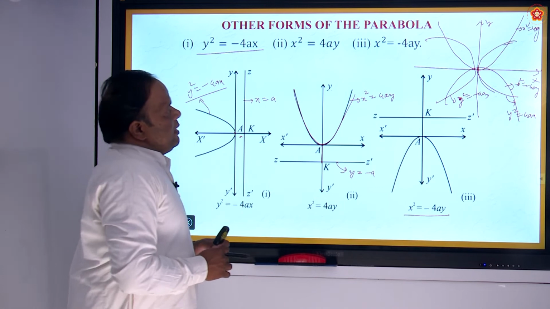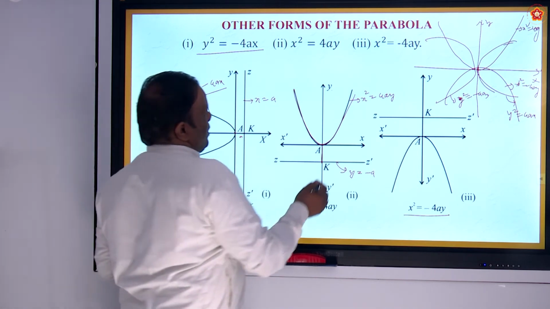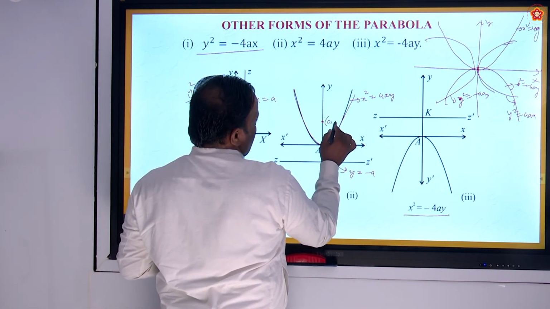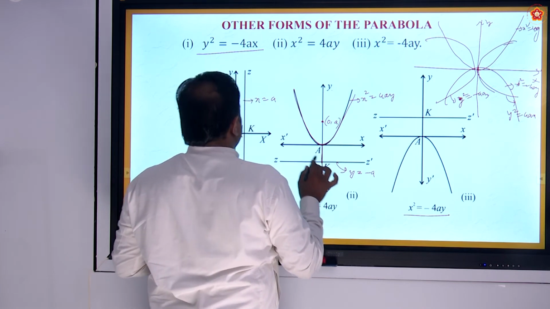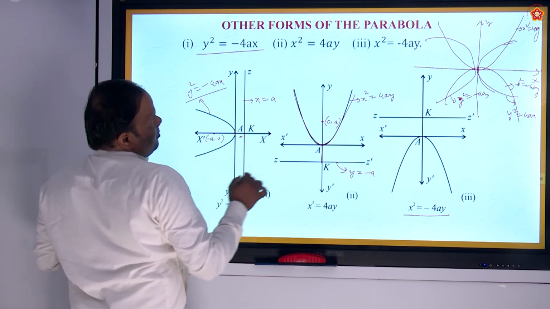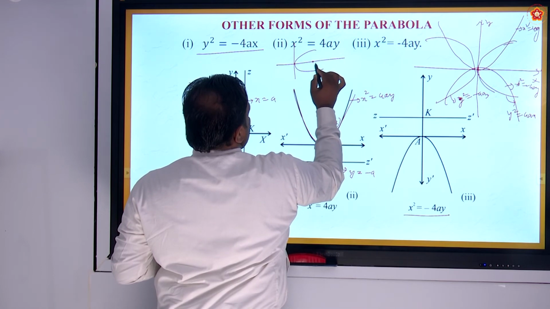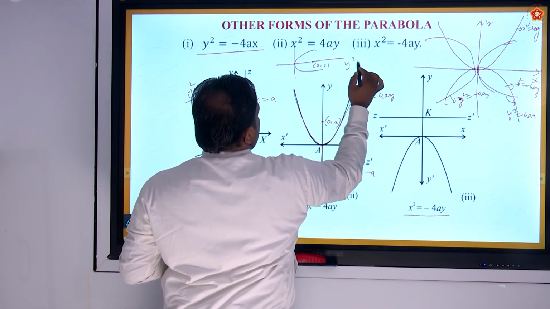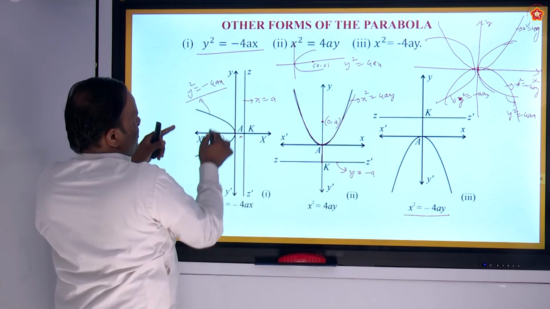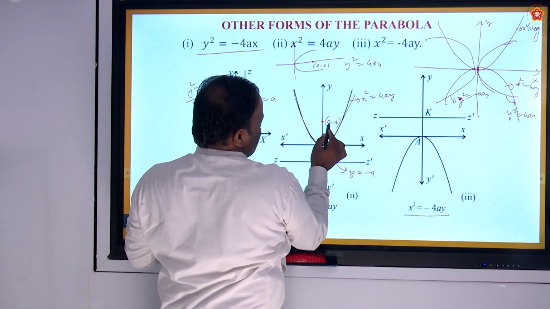Observe here, conditions are different, because what is the focus of this parabola? Here the focus becomes (0, a), not (a, 0). For this one you know the focus is (minus a, 0). But for the parabola y square equal to 4ax, you know the focus of parabola is (a, 0). This is y square equal to minus 4ax, focus (minus a, 0). This one has focus of parabola (0, a).